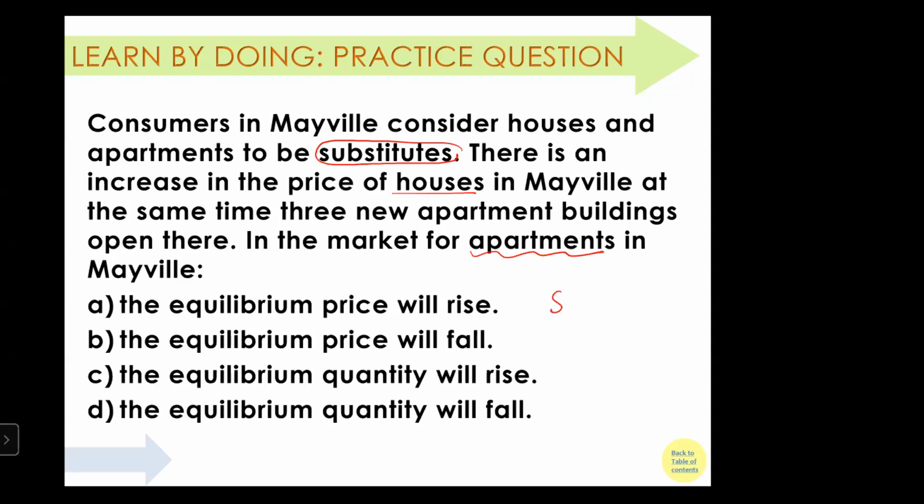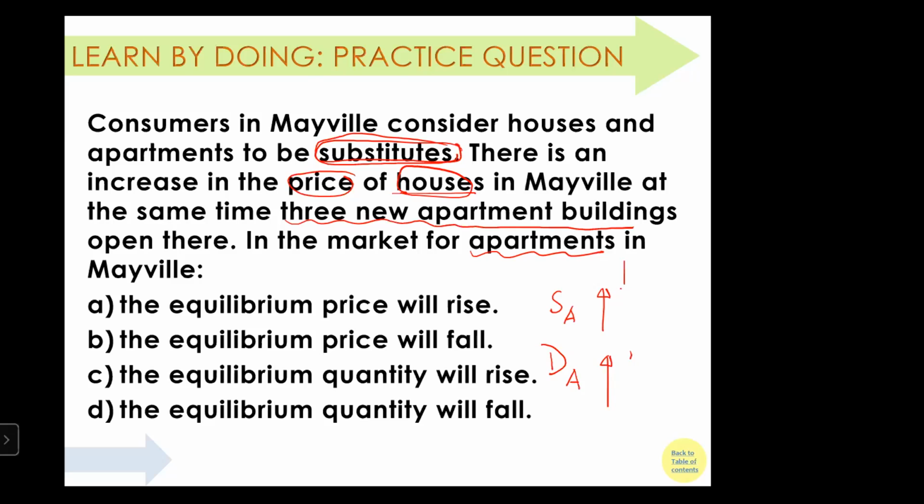Okay, the supply of apartments increases, right? Why? Because 3 new apartment buildings opened. At the same time, the demand for apartments also increases. Why? Because there's an increase in the price of houses. Houses and apartments are substitutes. So if the price of houses increases, the demand for houses will decrease, and people are going to be looking for a cheaper substitute, which is apartments. So in this case, both demand and supply increase.